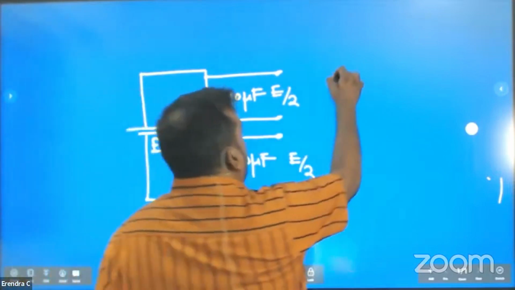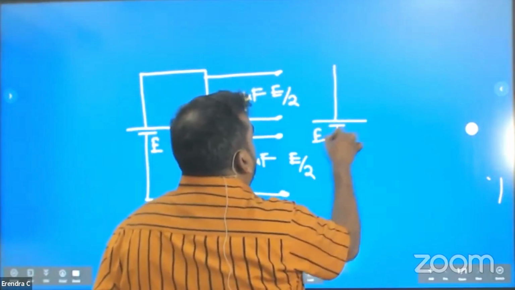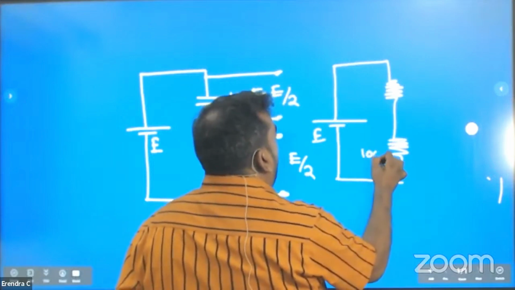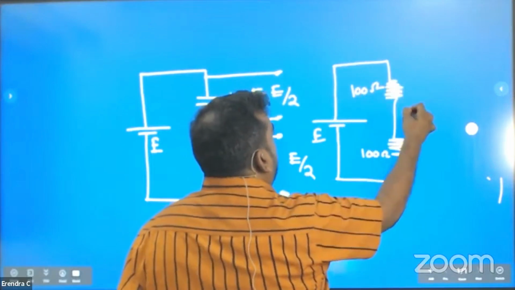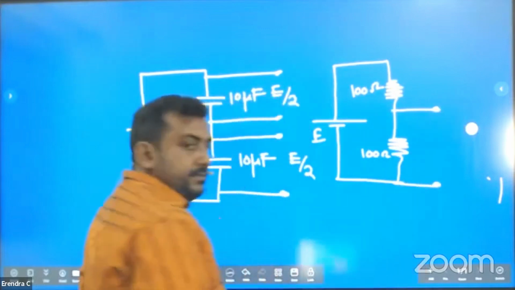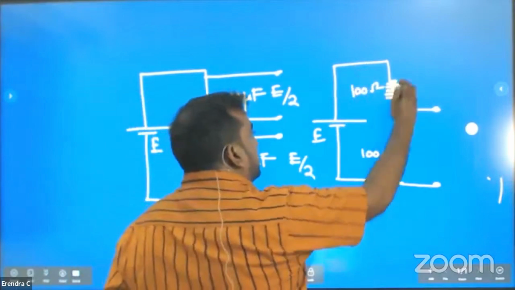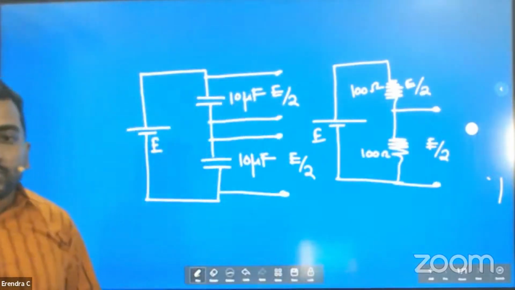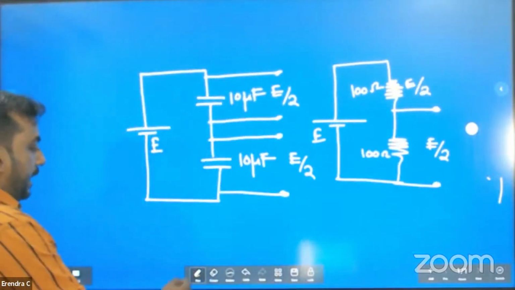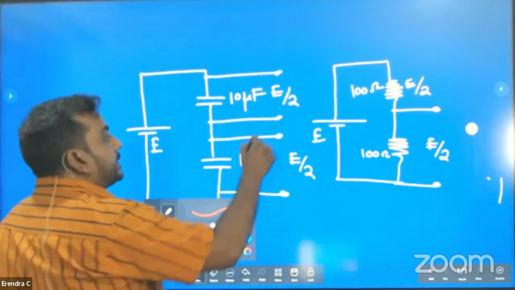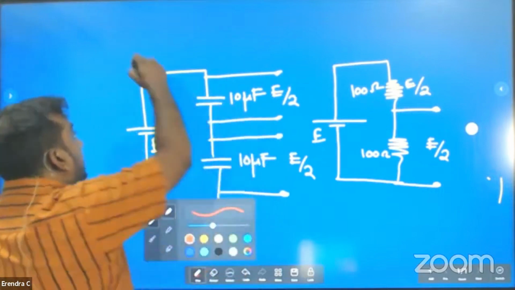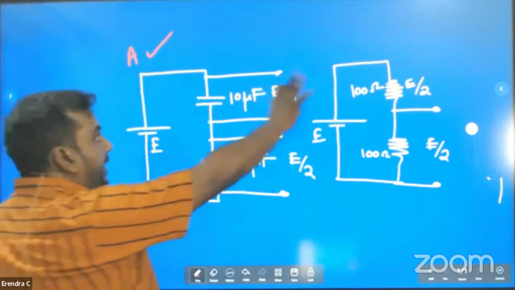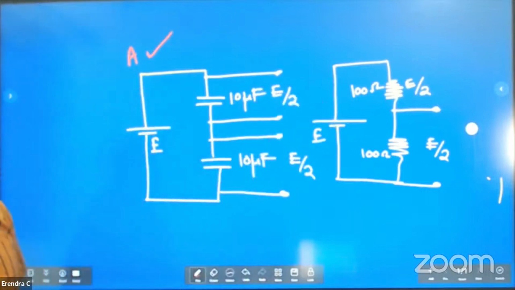Right. Now here if I connect two resistors, 100 ohm here, terminal connected, again equal resistors, voltage drop here is E over 2, voltage drop here is what? E over 2. Clear? Now this is the first one. Statement A correct. If you want, you can take a photograph of the first one.